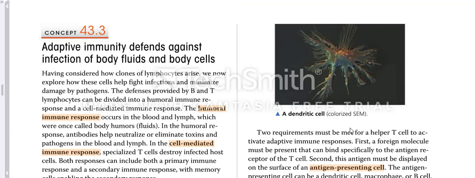Next video we will be talking about section 3. We'll start here: adaptive immunity against infection of bodily fluids and bodily cells.